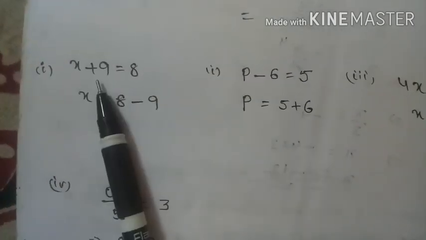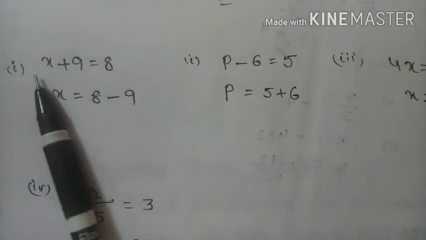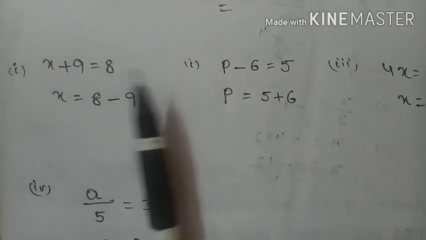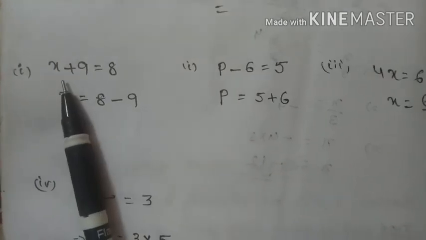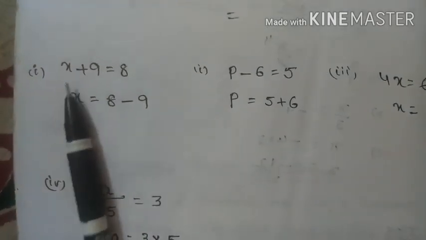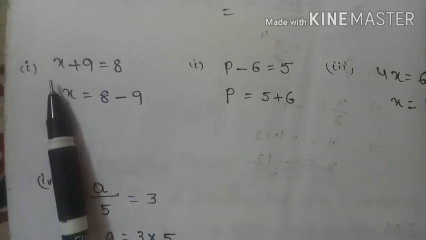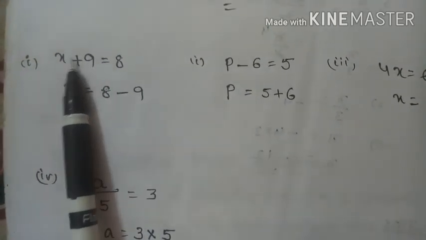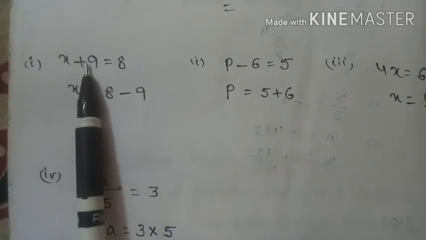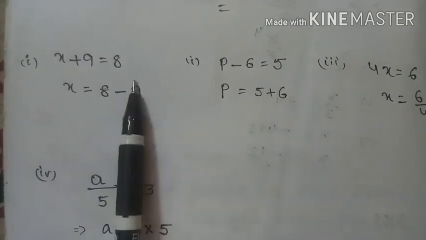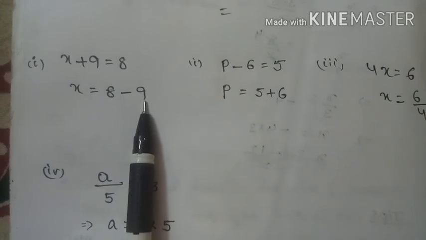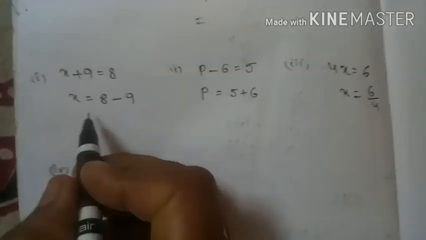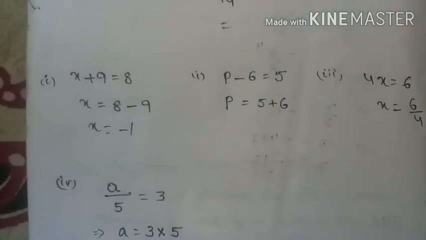Here, first one: x plus 9 is equal to 8. We know that first of all, separate the constants and the variables. So we have to keep the variable value on the left side only. So x is equal to, this is plus 9. If you move plus 9 to the right hand side, it becomes -9. So 8 minus 9. Then the answer is x is equal to -1.